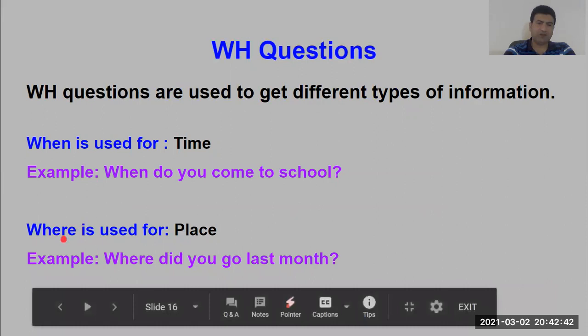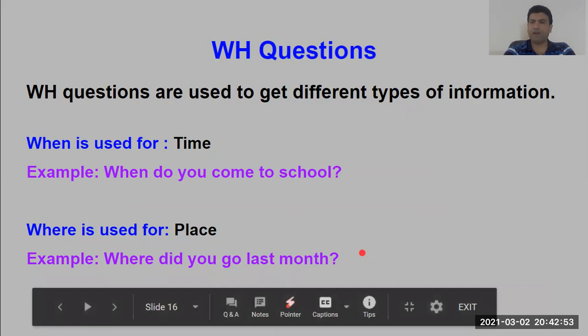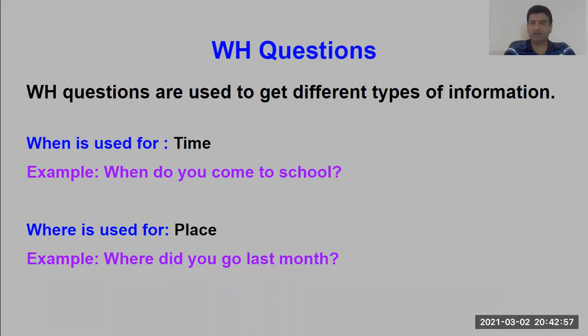And the next word is where, and where is used for place. So let's look at this example. Where did you go last month? Ottawa. So I'm telling a place. My answer is a place. Where did you go last month? Ottawa.